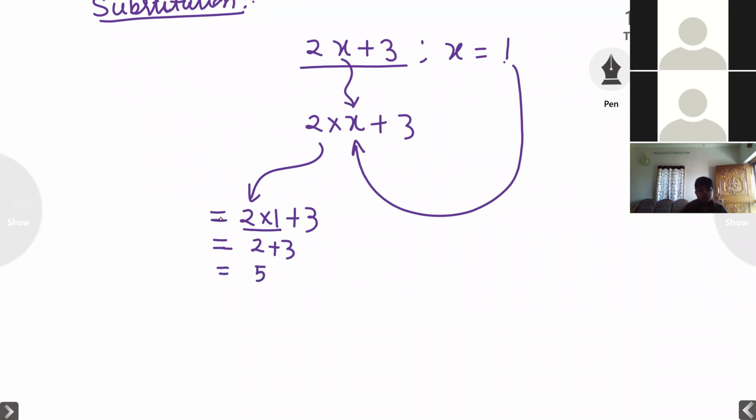Don't write, listen carefully first. What is the substitution method? Whatever variable value they have given, I want to replace that variable with that number. Now in the place of x, I have substituted 1. One more example I am writing, concentrate here. Don't write anything. I will give the concept also, don't worry.